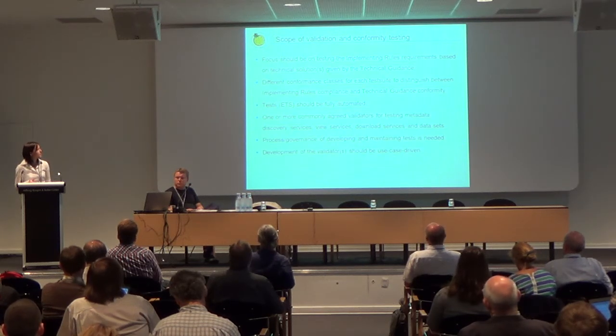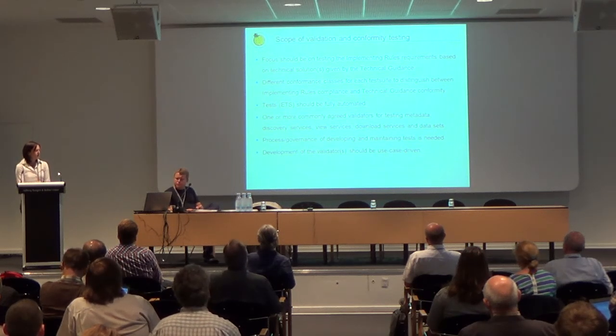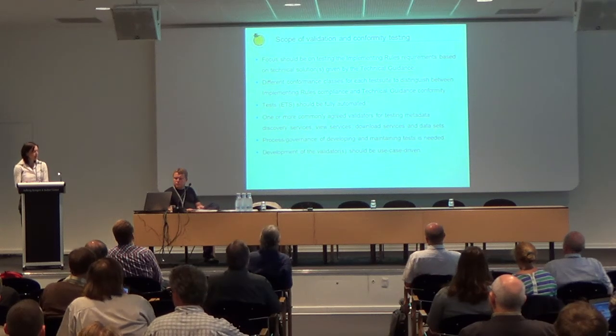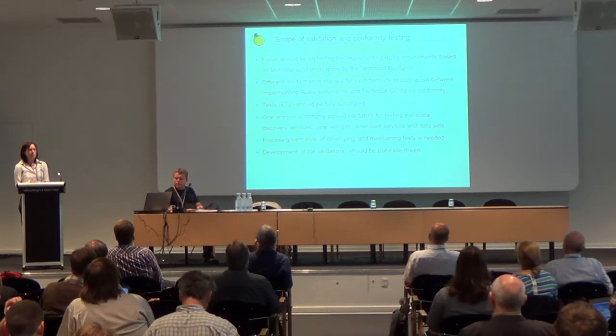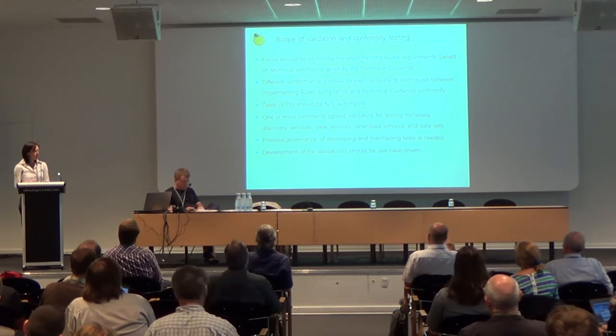So just to summarize a bit, as I mentioned before, the focus should be on testing the implementing rule requirements based on the technical solutions given by the technical guidance documents. We should have different conformance classes to distinguish between the implementing rules compliance and the technical guidance conformity. The ETS should be fully automated, so it's easy to use.